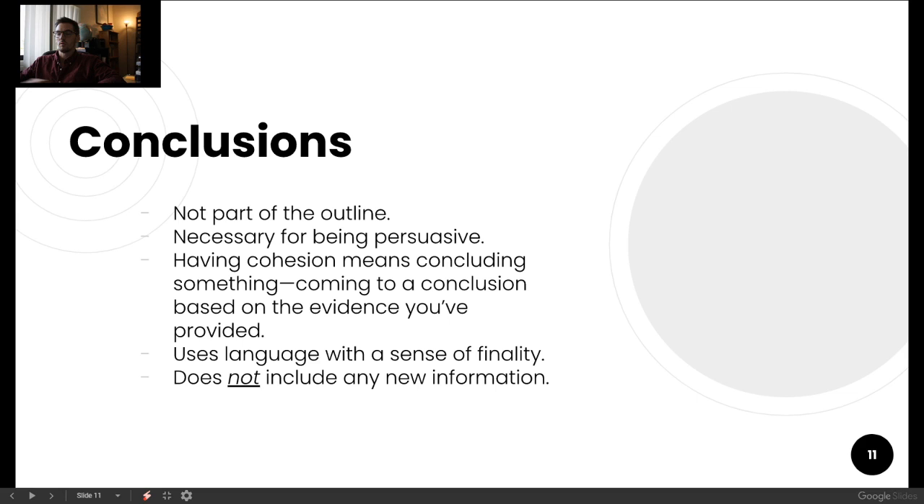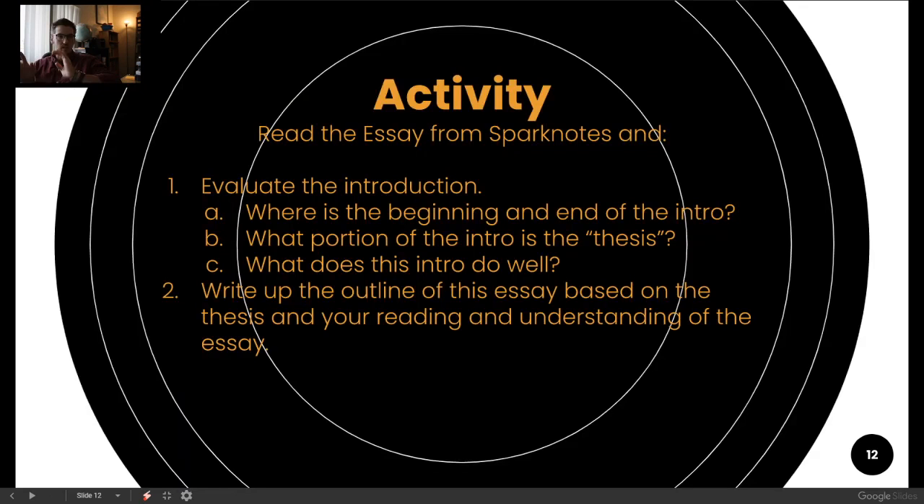Before you read the whole essay, first just read the introduction. And tell me where you think the introduction begins and ends, what portion of the introduction is the thesis, and what does the introduction do well? Based on what we just learned, what are some characteristic or quality traits of this introduction for the essay that we're looking at that make it a good introduction? Why does SparkNotes say it's an A+ essay?